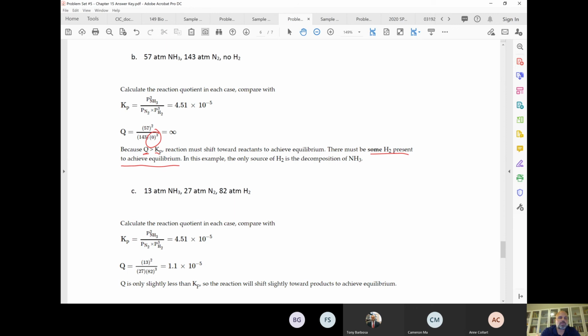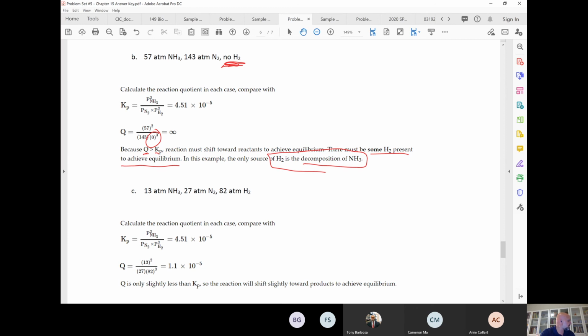That's the only way you're going to be able to shift. If you don't have any hydrogen present, it's impossible to shift to the right, right? So the only way you could shift is to the left. So in order to form hydrogen, you have to have ammonia decomposed back into hydrogen.